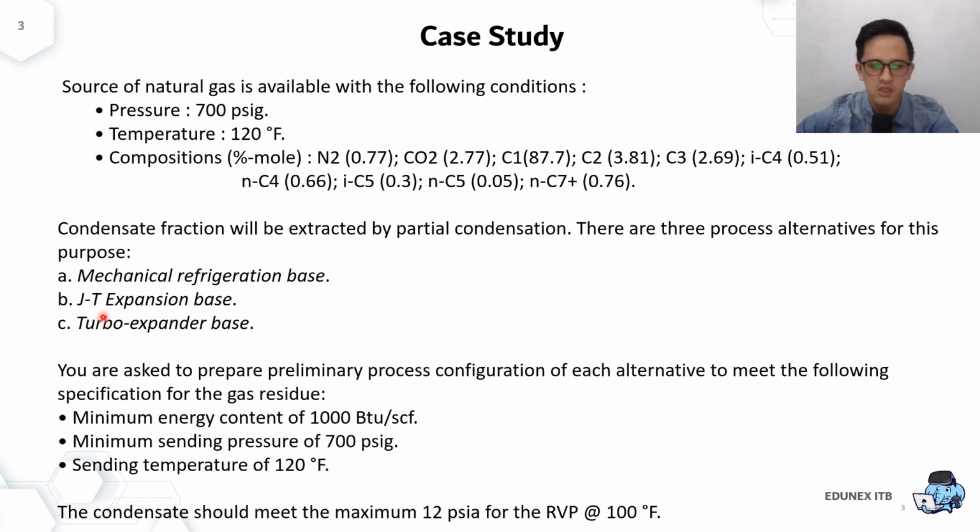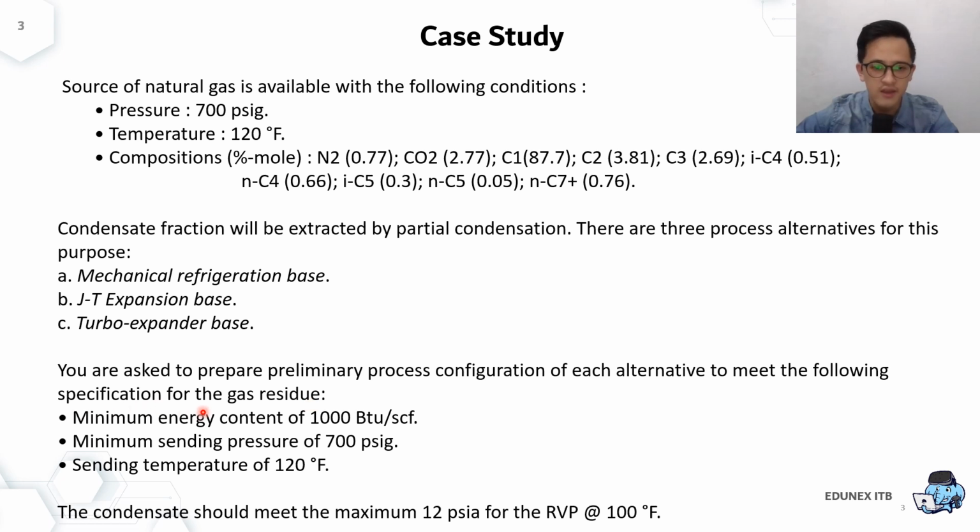As you probably learned in thermodynamics, Joule-Thomson expansion is an isenthalpic expansion. Because of the expansion process, the temperature will go down as well, and hopefully some of the heavy hydrocarbon will condense. The third option would be turbo expander based, which is an isentropic expansion process. Again, with expansion, we hope to decrease the pressure as well as the temperature so that some of the heavy hydrocarbon will condense.